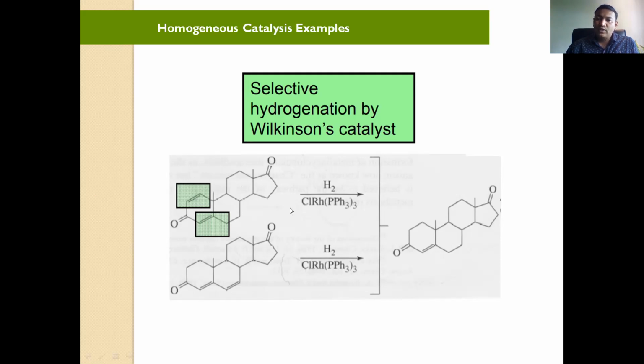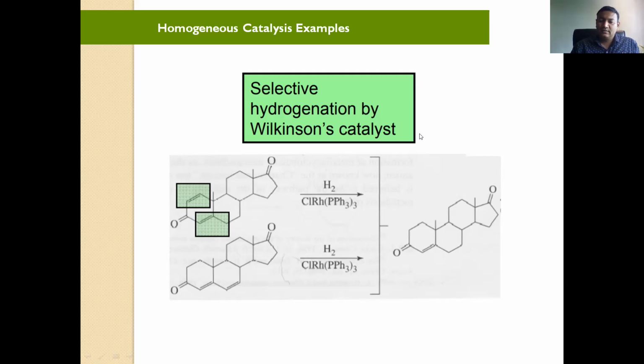Okay, only one bond, this one here. So this type of bond we can hydrogenate. And then here is another compound, where two double bonds are there. Out of that you can use one. Right, so this is a very good example, which is hydrogenation by Wilkinson's catalyst.